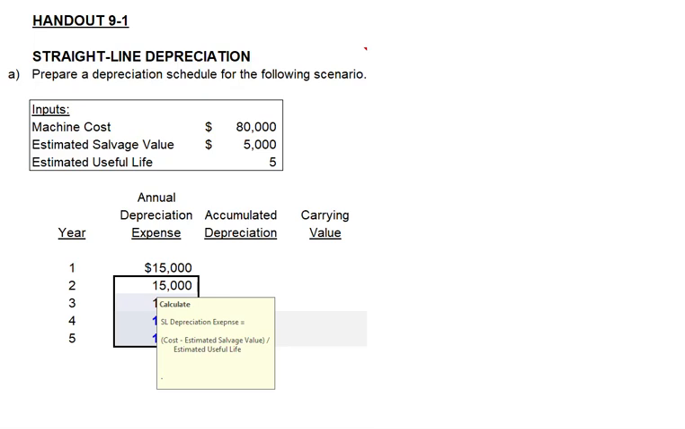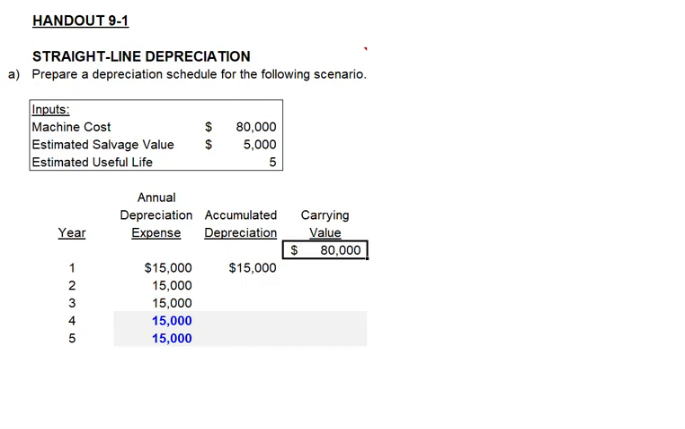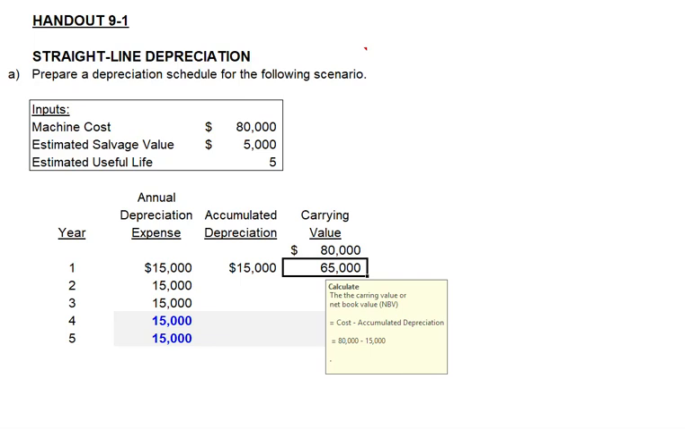Our accumulated depreciation after the first year is $15,000. This is because our initial accumulated depreciation is 0 before the first year in service, and we just add to that the current year expense of $15,000. Our carrying value then is our initial $80,000 cost minus the $15,000 in accumulated depreciation, or $65,000.